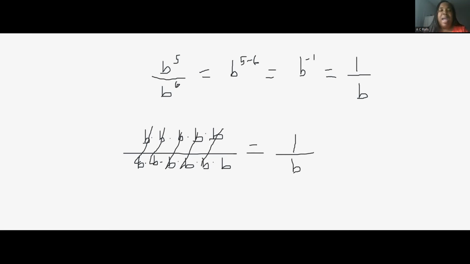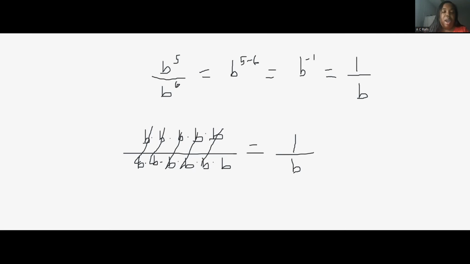So keep that in mind when you want to use the subtraction method. If you don't use the expanded method, then you're not going to see it right away. You use the subtraction method, just make sure that you are aware that b to the negative 1 power is the same thing as 1 over b.